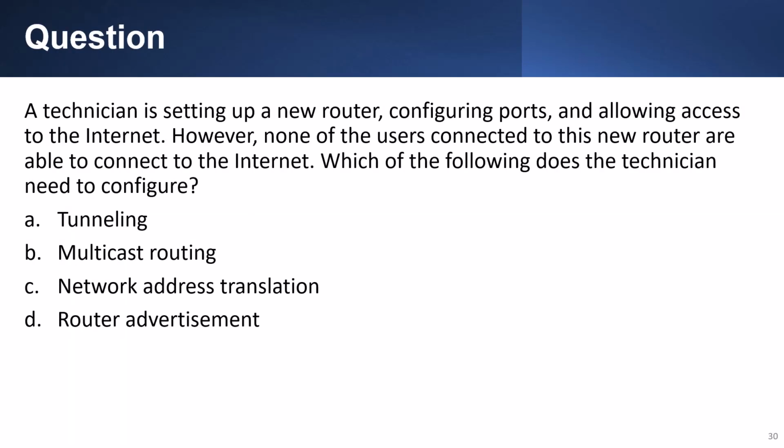Question: A technician is setting up a new router, configuring ports, and allowing access to the internet. However, none of the users connected to this new router are able to connect to the internet. Which of the following does the technician need to configure? Answer: Network address translation.